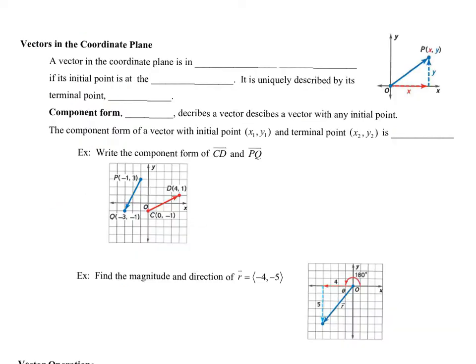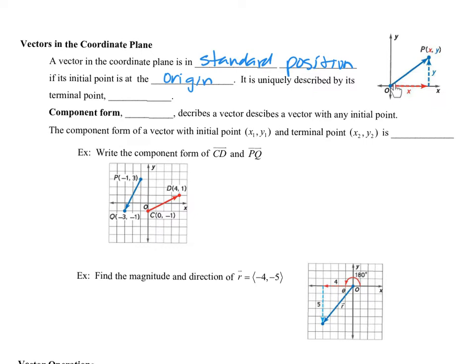So now let's talk about vectors in the coordinate plane, in other words, in an xy plane. A vector in the coordinate plane is in what we call standard position if its initial point is at the origin. Okay, so if you look over at the picture, the red vector and the blue vector are in what we call standard position because their initial point is at the origin.